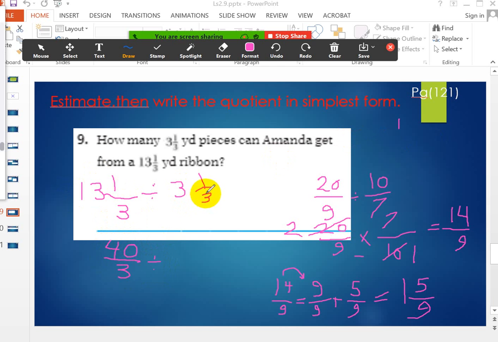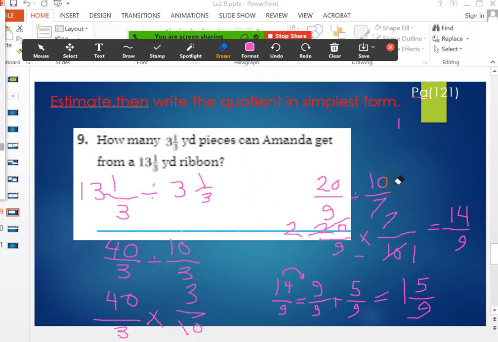Divided by 3 multiply 3 equals 9 plus 1 equals 10. So it will be 10 over 3. Now I will convert from division to multiplication. 40 over 3 multiply 3 over 10.